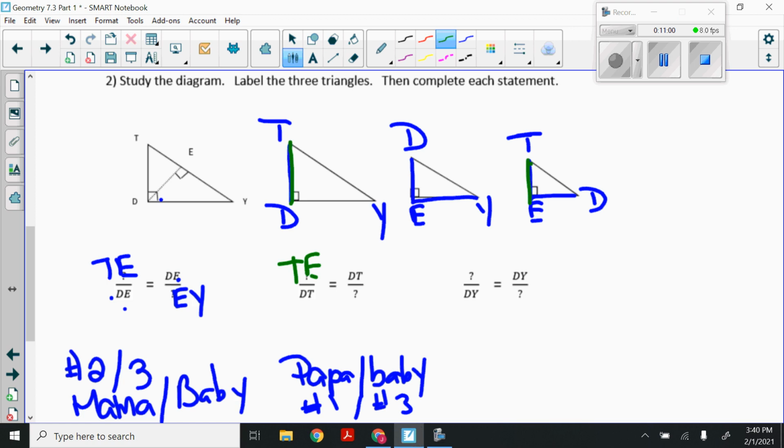So now in Baby, DT is my hypotenuse. So my hypotenuse in Papa is TY. So this is TY down here.